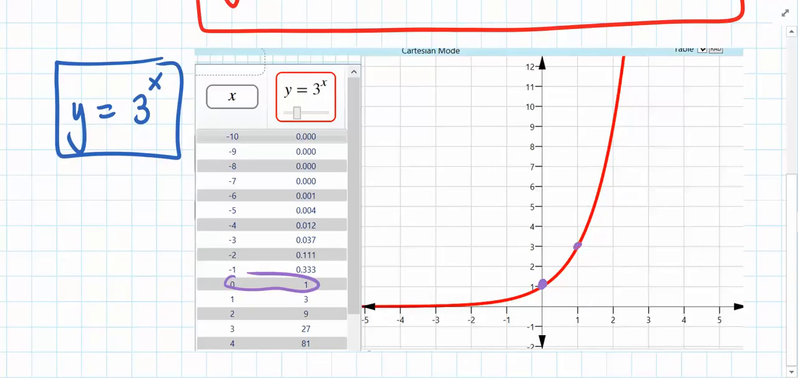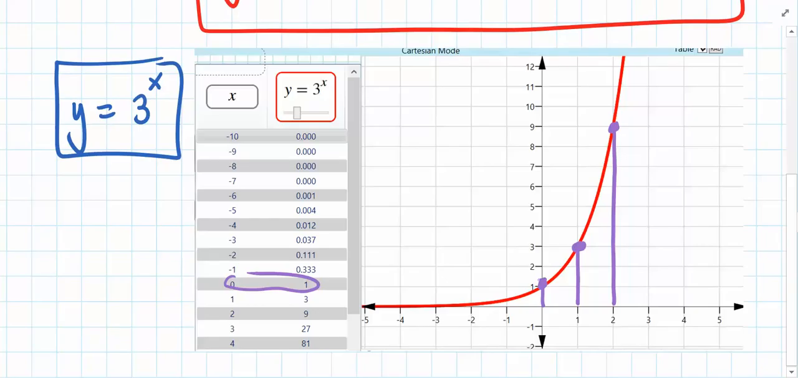So if I draw these little bars here, I want to point out what it means to be exponential. At 2, I'm up here at 9. Everybody agree with that part? So what I'm about to say is how you can tell if a function is exponential.